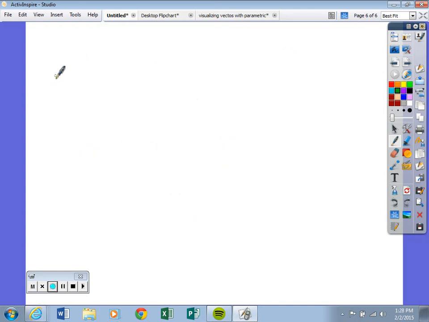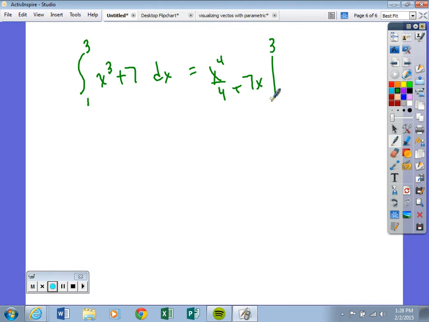For number 4, set up and evaluate a definite integral. Okay, so for this one, if you sketch it out, you're going between 1 and 3 and y equals 0. After you look at your picture, you will realize that it's just a definite integral of x cubed plus 7 dx. That's it, okay? Once you go to do that, you will take the integral first. Then you're going to plug in the 3 and the 1 and do the fundamental theorem of calculus.